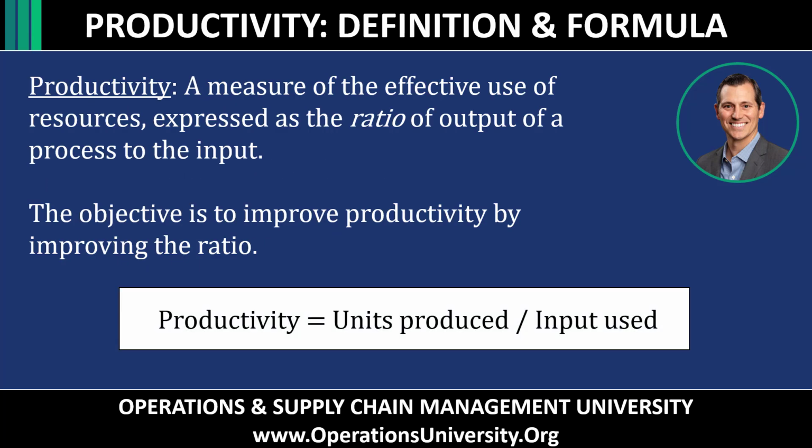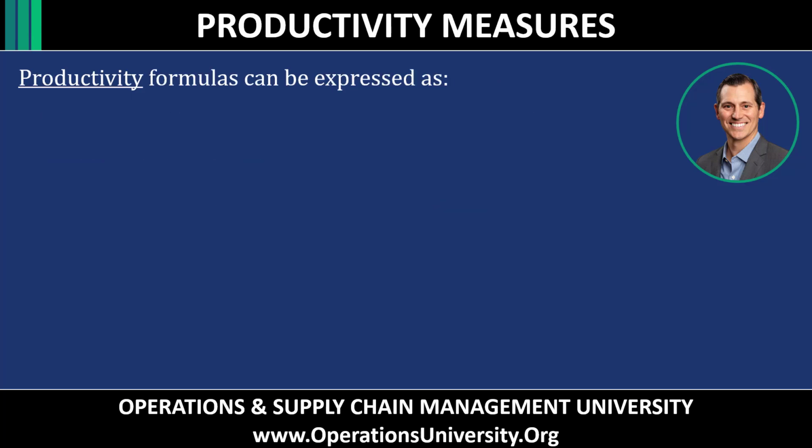Productivity is a measure of the effective use of resources, expressed as the ratio of the outputs of the process to the inputs. The objective is to improve productivity by improving the ratio. The formula is simple: productivity equals units produced, which are otherwise known as the outputs, divided by the inputs used. Productivity ratios are useful for planning workforce requirements, scheduling equipment, and financial analysis.